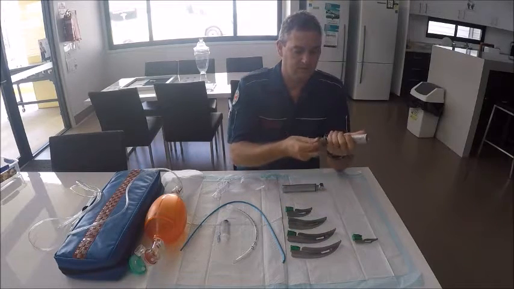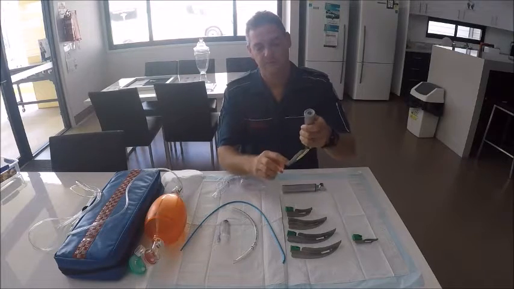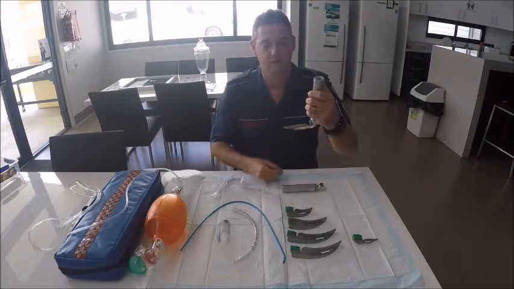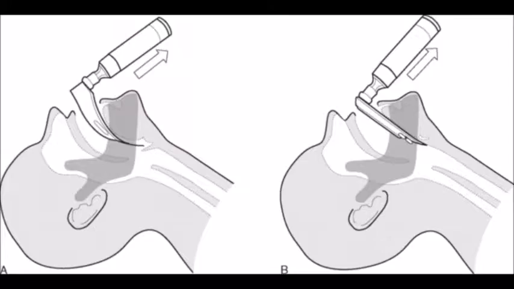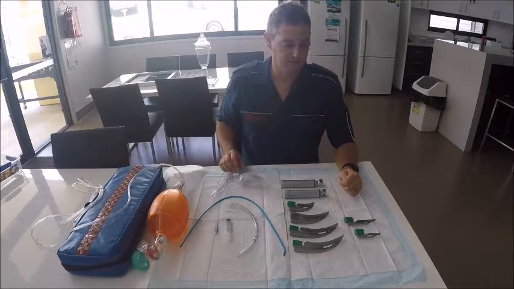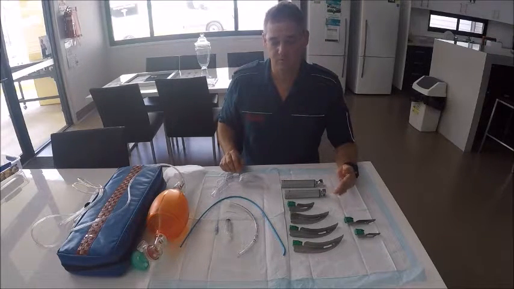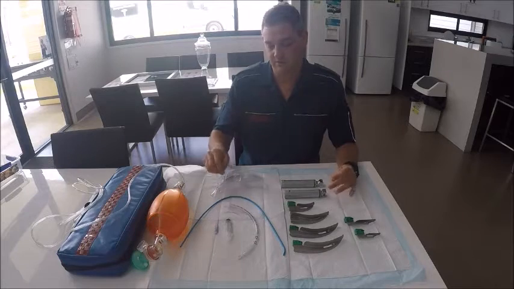The Miller blade, however, we actually use the tip of the Miller blade to lift the epiglottis and visualise the glottic opening. The different points of insertion for the Miller and Macintosh blades can be seen in this graphic. So the goal of laryngoscopy is to get the best possible visualisation of the cords to allow first pass of an ET tube.